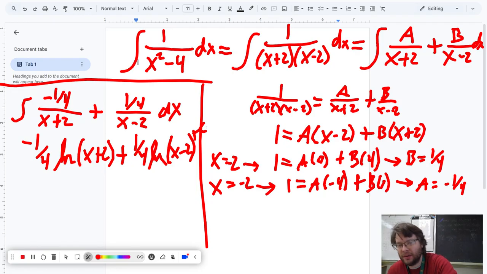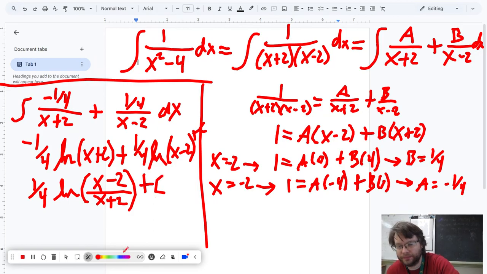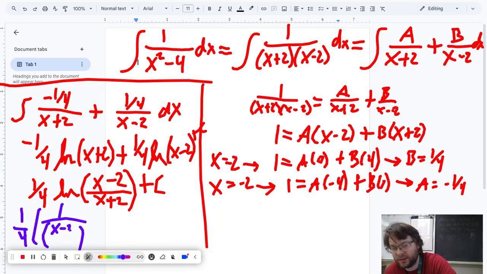You can use your log properties if you want to pull the 1/4 in front. When there's subtraction, you can switch that into division, and you can write it like that. And then if I used my derivative just to check my answer, I would get 1/4 times natural log derivative, which is 1 over the inside function, times the derivative of the inside function, which is a quotient rule.